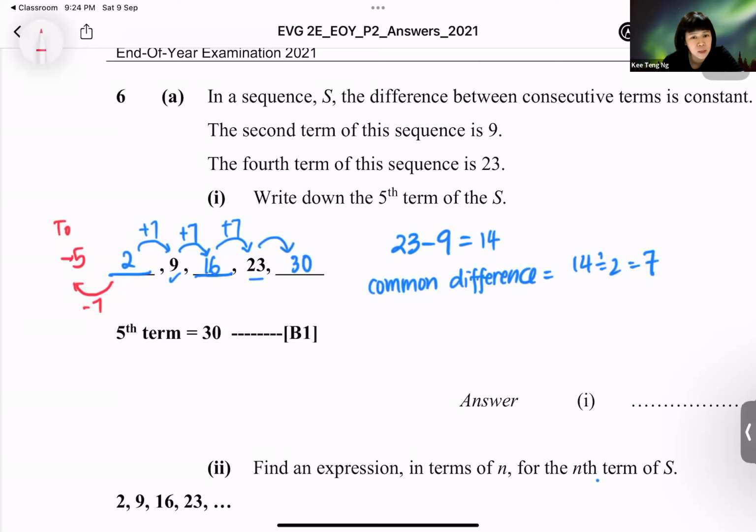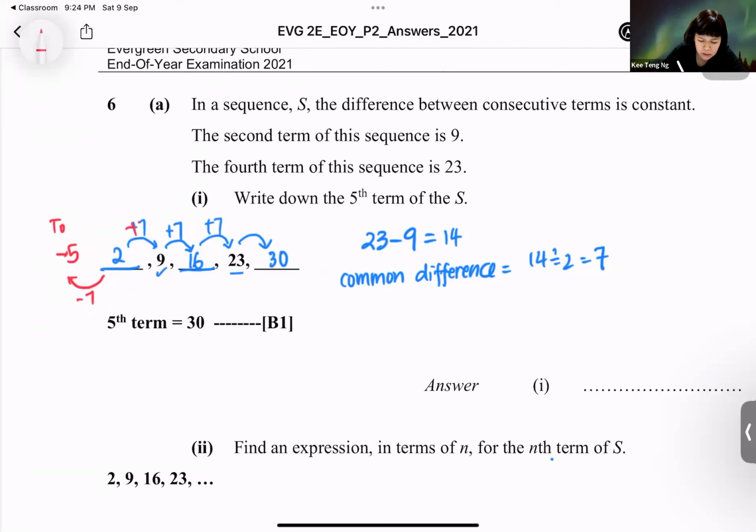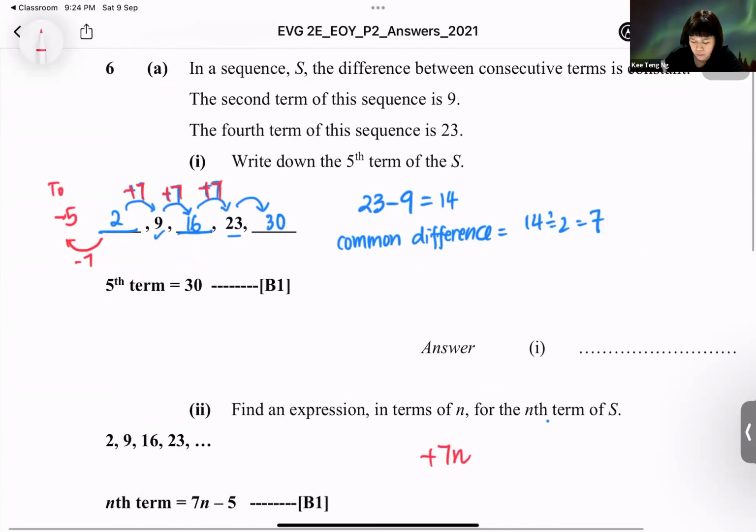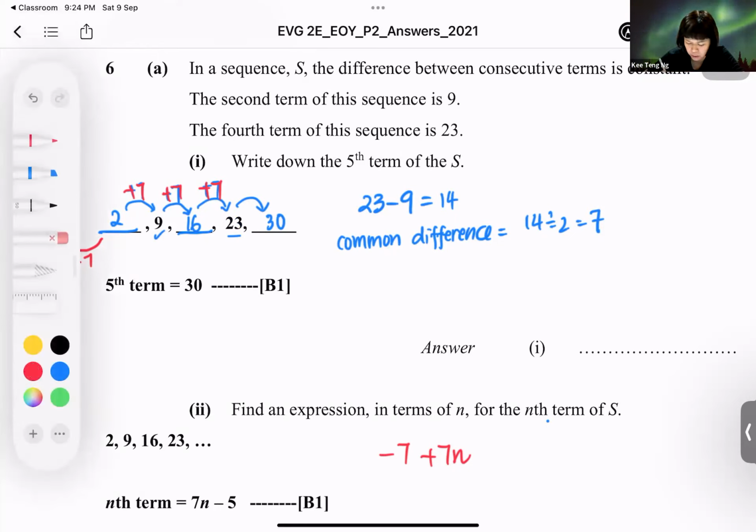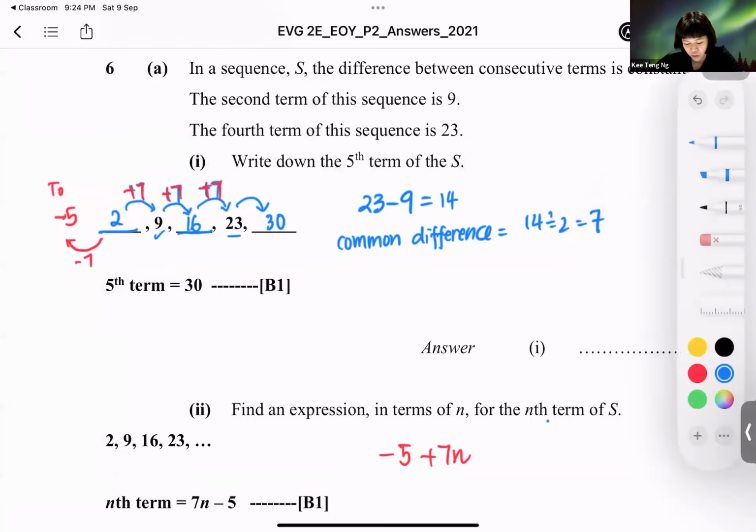So if I find the expression for the nth term of the sequence, since it's all plus 7, plus 7, plus 7, the formula will be plus 7n. And term 0 is minus 5, so it will be negative 5 plus 7n. Oh, not negative 7, I copied wrongly. Negative 5, sorry. No wonder when I look at the answer, how come it's a bit different? Okay, sorry, a bit blur.